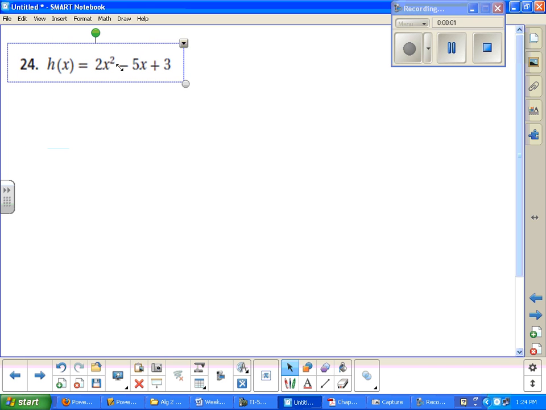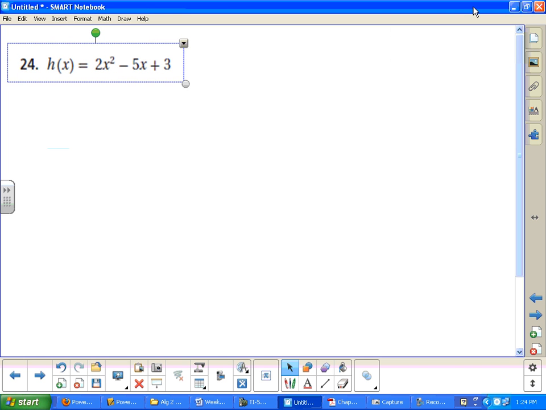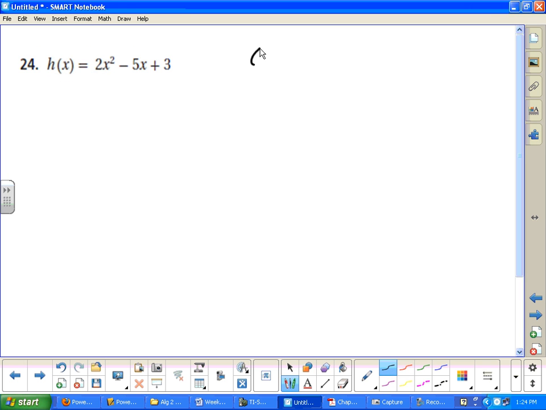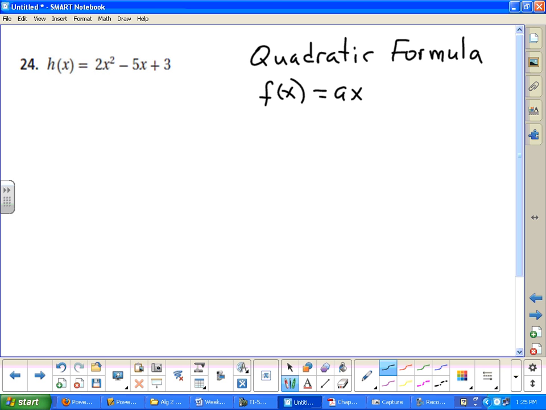Okay, so in lesson 5-6, we were doing the quadratic formula. So once again, the quadratic formula looks like this. If we have this function, ax squared plus bx plus c, then the quadratic formula is going to tell us how to find the zeros for that function or the roots for an equation.